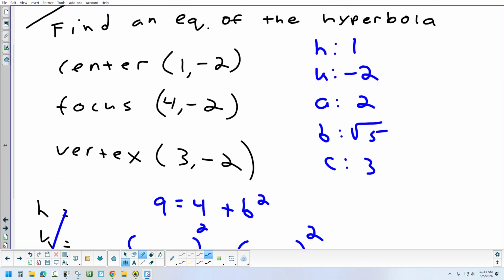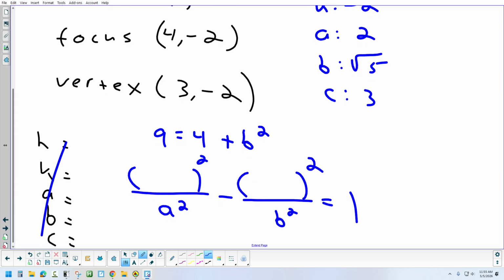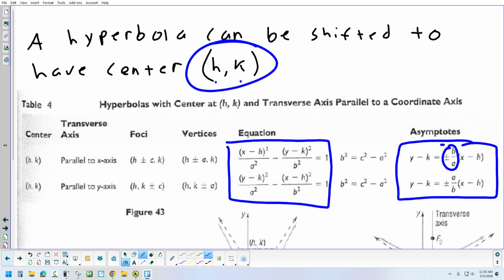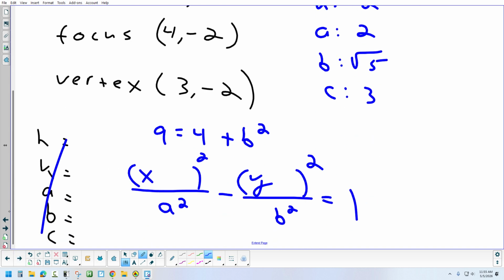Which way does the transverse axis go in this one? All your y values are at -2, and they have different x values. Write 1, -2, write 4, -2, write 3, -2. They're all going to line up how? Yep. Horizontally. That means which letter should be positive? X. Y should be negative. X always goes with H, doesn't matter which one you're doing. X with H. Y always goes with K. Okay, so X minus H, Y minus K.